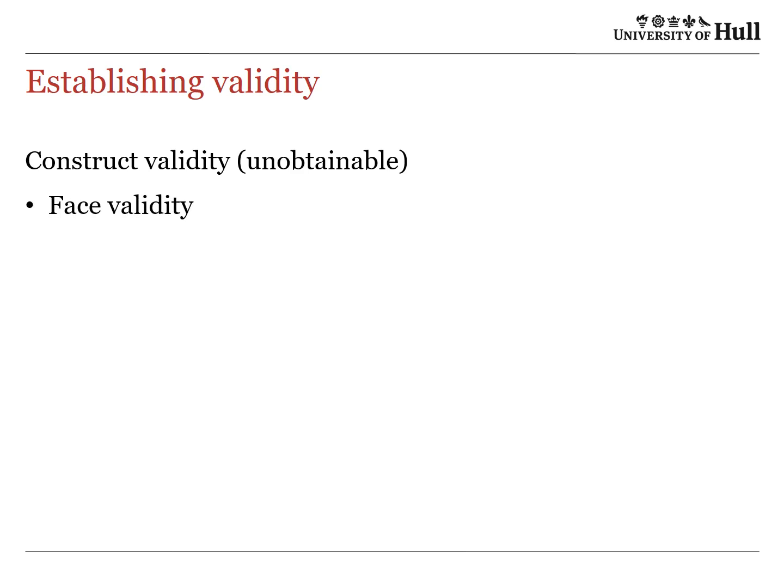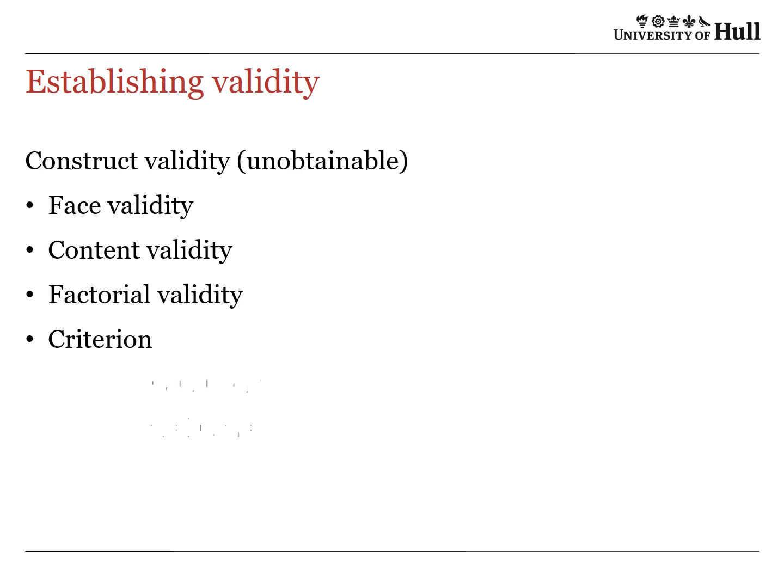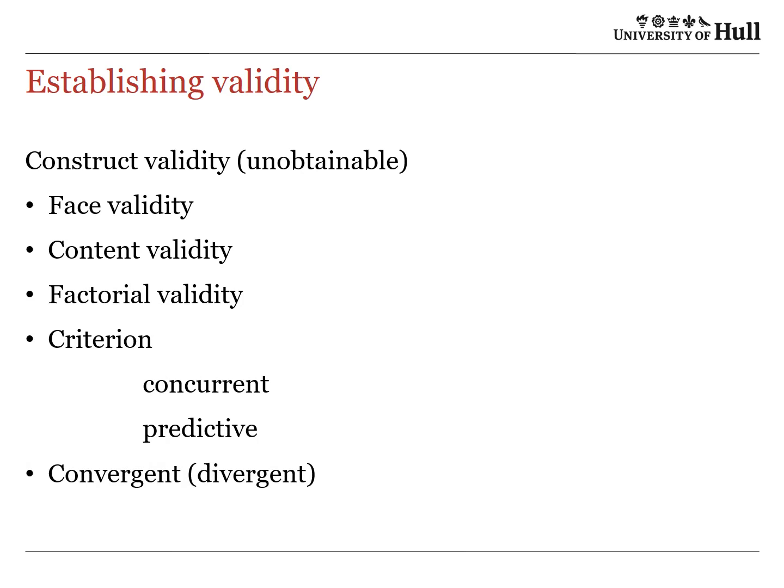Validity is composed of construct validity, which is the highest form of validity, but essentially it's unobtainable because we can never know everything there is to know about a construct. But it's broken down into face validity, content validity, factorial validity and criterion validity, which is subdivided into concurrent and predictive validity, and finally convergent validity or discriminant validity. We'll go through these slowly.